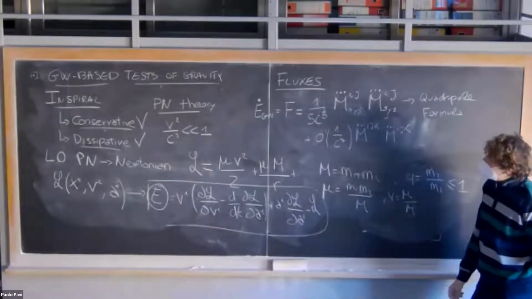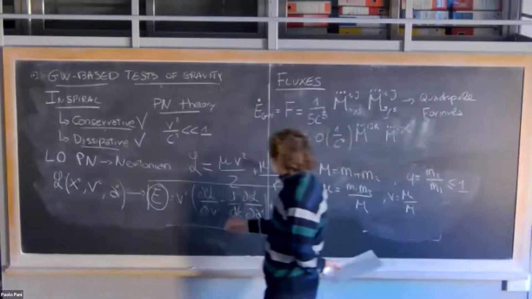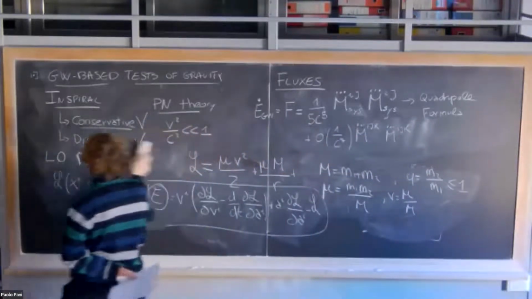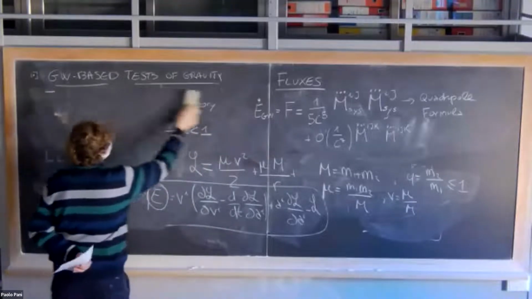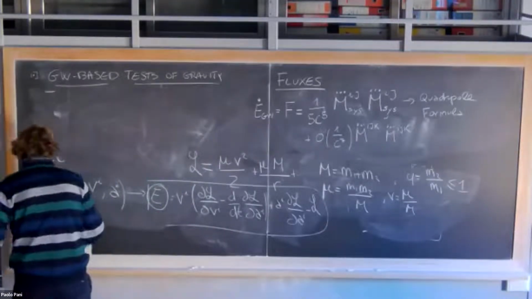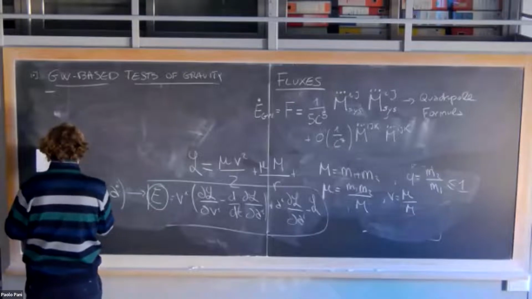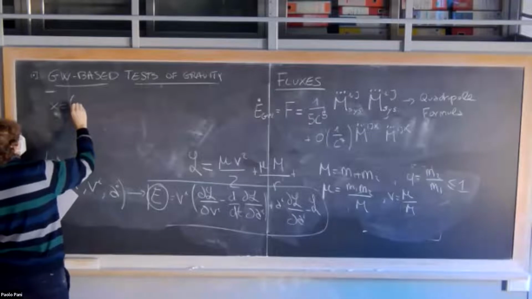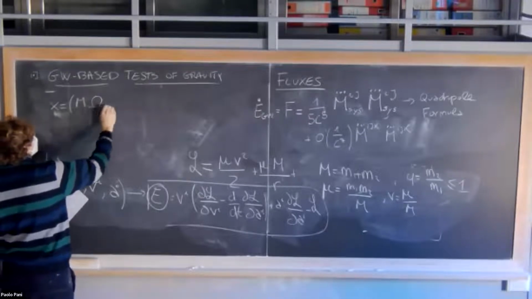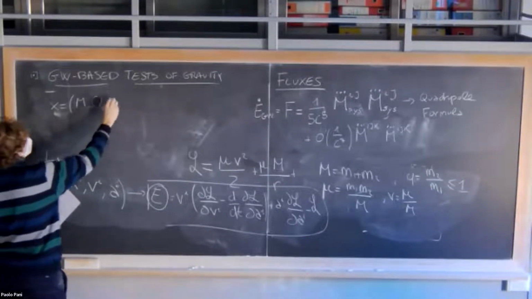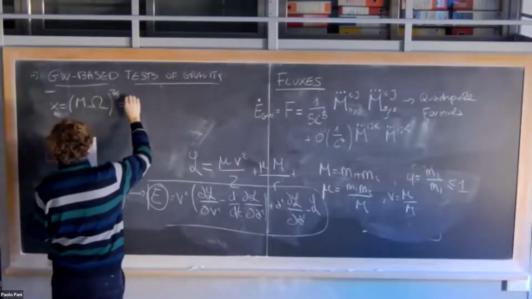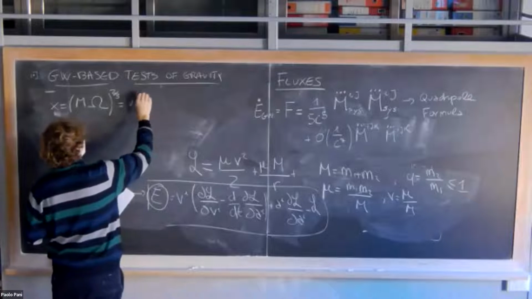So in general, I can introduce a quantity, let me call it x, equal to M omega, where omega is the orbital angular velocity, to the power 2/3, and this is v squared over c squared.